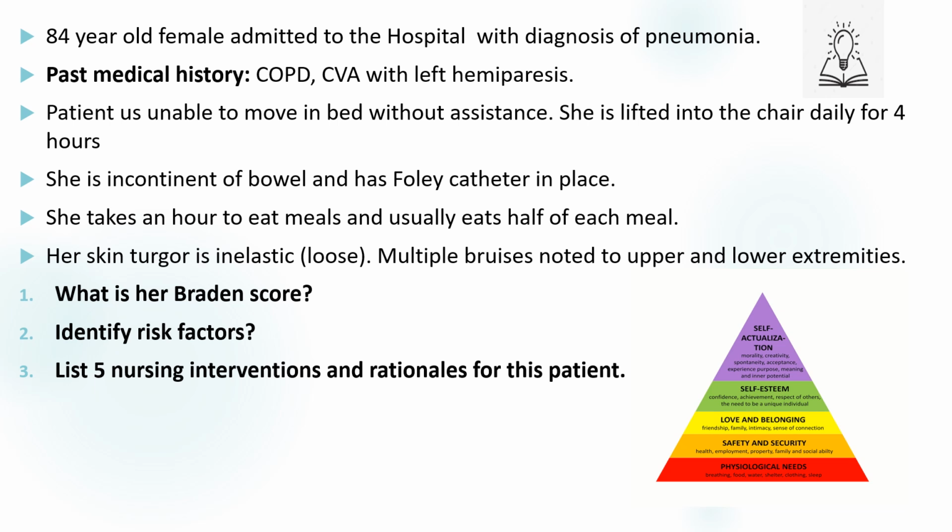Over to the right, you'll see a little pyramid of Maslow's hierarchy of needs. I want you to think about those rationales once you implement those interventions, and categorize or prioritize them based on Maslow's hierarchy of needs. How this works is you need to address the foundational needs, which are physiological needs, first, and then you move up, and that's how you prioritize. So think about your nursing interventions and how you are going to prioritize them based on this scenario.